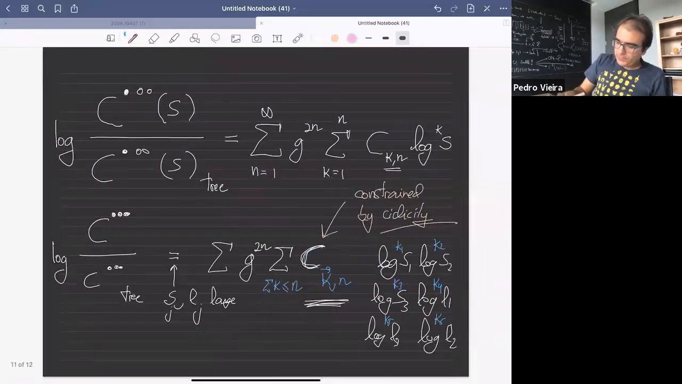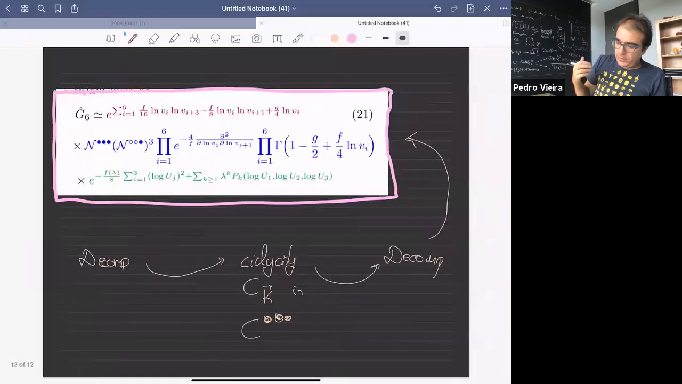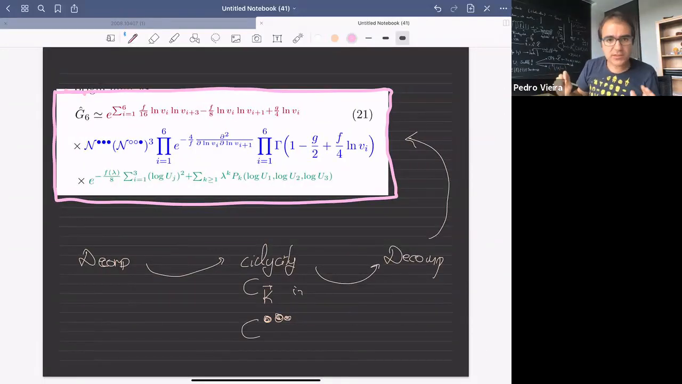Okay, so this is the final result. So let's digest this formula a bit because, again, it's not complicated. You have this Basso function, the conformal blocks times logs. You integrate and it produces something, and then you just resum everything and you get this.